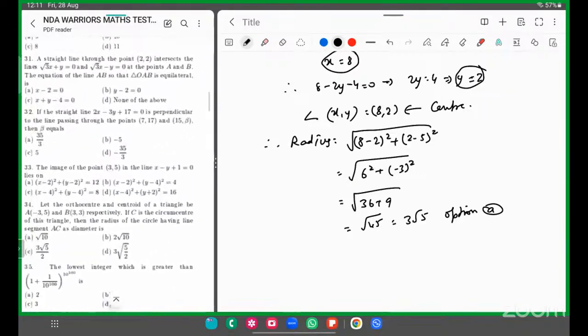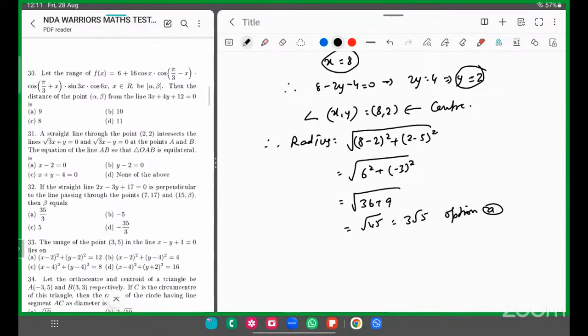So number 30. What is there? Let the range of f(x) be 6 plus 16 cos x into cos of pi by 3 minus x into cos of pi by 3 plus x into sin 3x into cos 6x. Okay. Distance of the point alpha beta from the line is, first you need to find out the range. What could be the range for this function? Okay. 6 plus 16 cos x into cos pi by 3 minus x into sin 3x. All are in multiplication only.